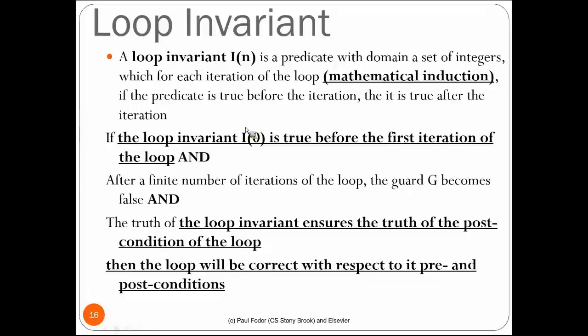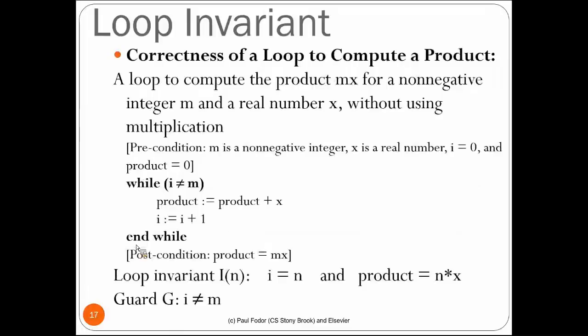So we have the base case in the case of I of 0. We have the iteration through the loop, or the fact that for every step, the next step is also true. And the fact that the loop will eventually terminate, and that the loop invariant ensures the truthfulness of the post condition through the loop. So let's take an example.